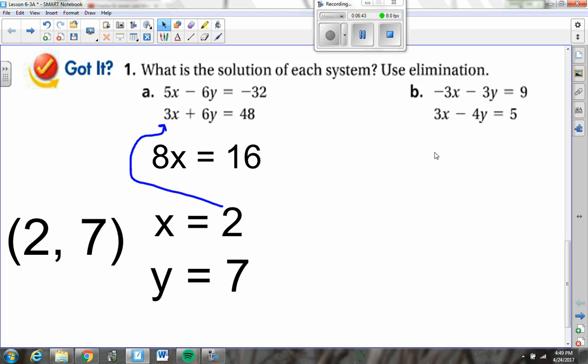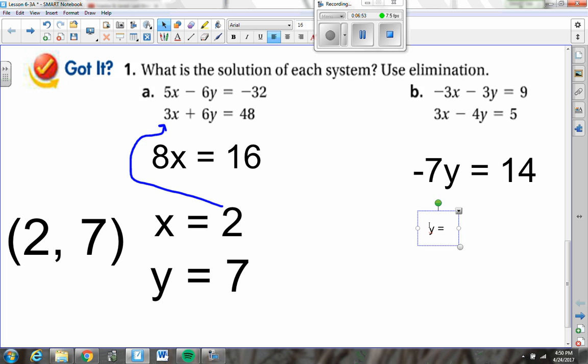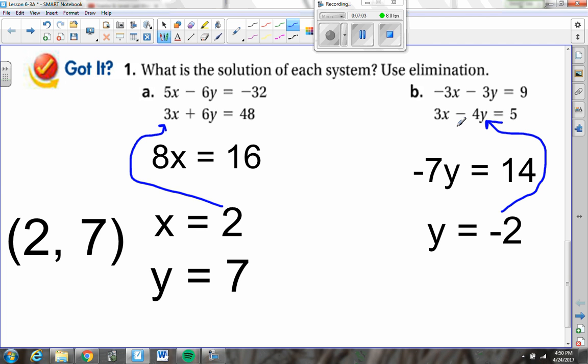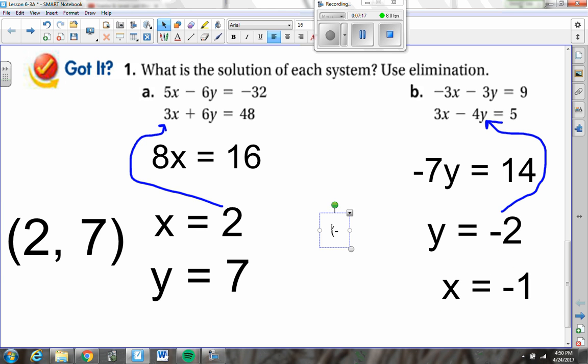And then over here, if I add this together, I get that negative 7y is equal to 14. So pretty quickly, y equals negative 2. And if I plug that back in, maybe to this equation right there, I pretty quickly get that x is equal to negative 1. So my final answer coordinate point on that equation would be parentheses negative 1, comma, negative 2.